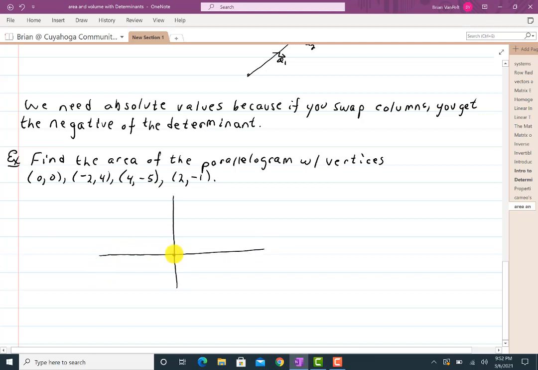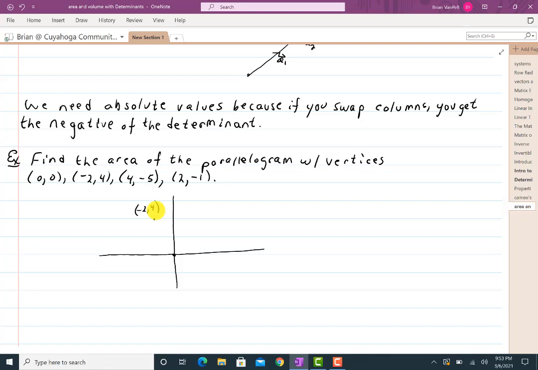0, 0, of course, is pretty easy. That's right there in the center. Negative 2, 4. If I go to the left, negative 2, and then up 4. Let's put that there. Let's call that negative 2, 4. If I have to, I'll graph it on a graph paper if I really need some more accuracy than this, but I may or may not.